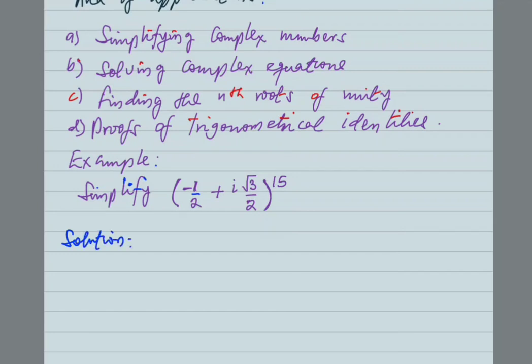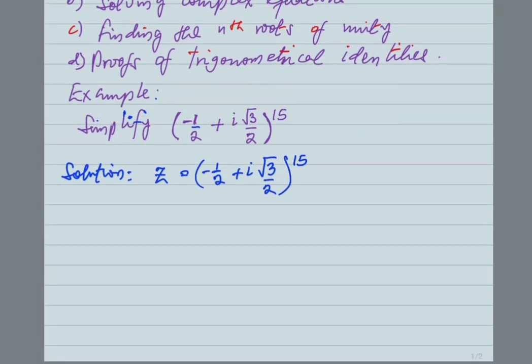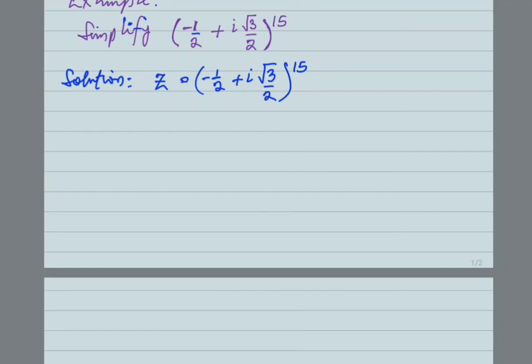With this number given to us, we can write it as z is equal to minus half plus i root 3 over 2, then everything raised to power 15. So what we first of all do is to express what is inside here in polar form. This minus half is the value of x, and this one is the value of y when you are representing a complex number as x plus iy.